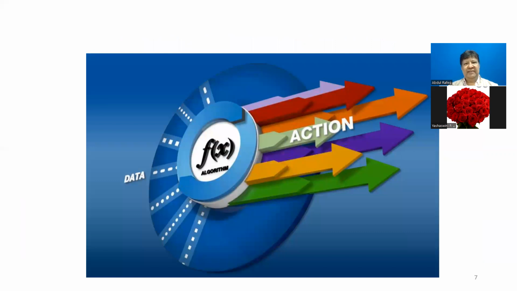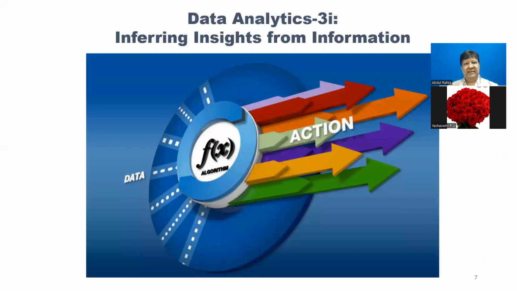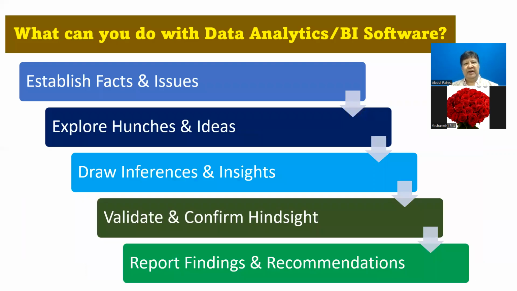In brief, you can say CAT refers to 3 I's, which is inferring insights from information, so that you can provide insights to management for effective decision making. What can you do with data analytics or BI software? You can establish facts and issues. For example, let's say the sales of last year. You want to check whether the discount policy has been correctly applied or whether the credit policy has been correctly applied. You can establish the facts.